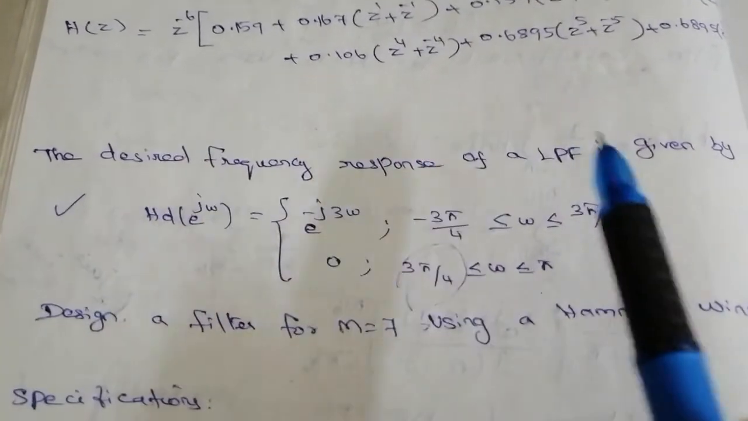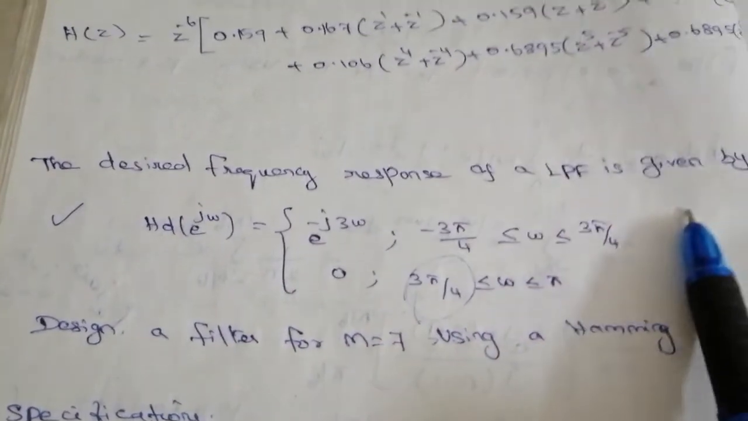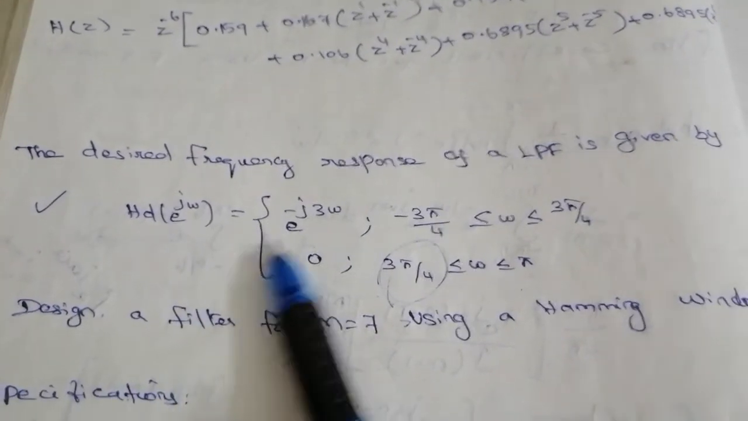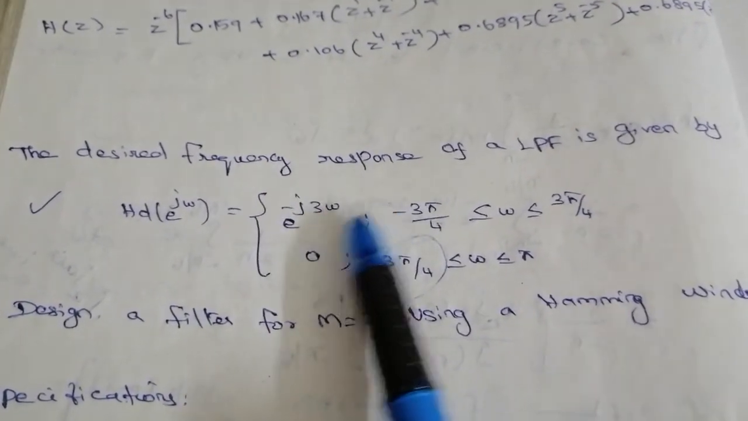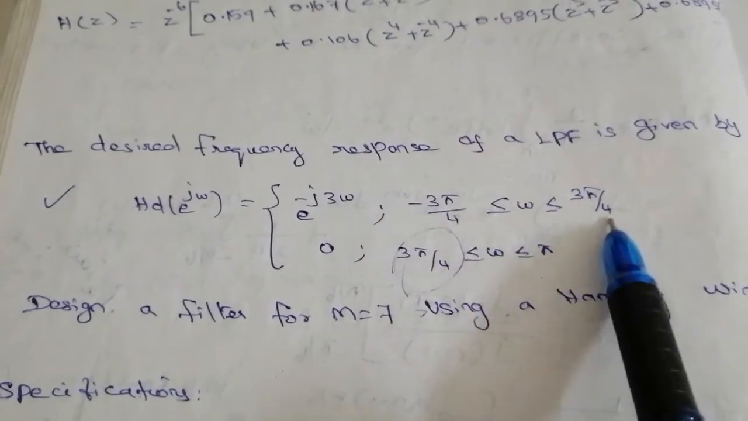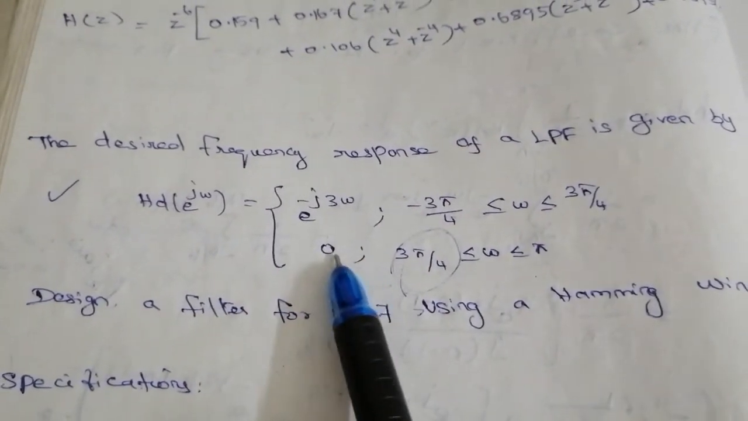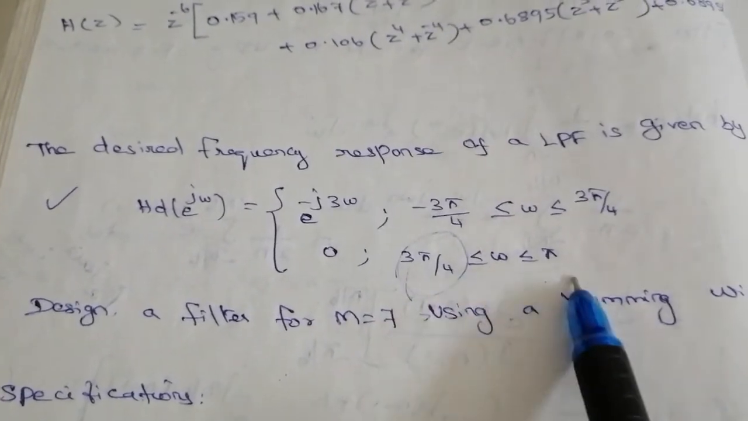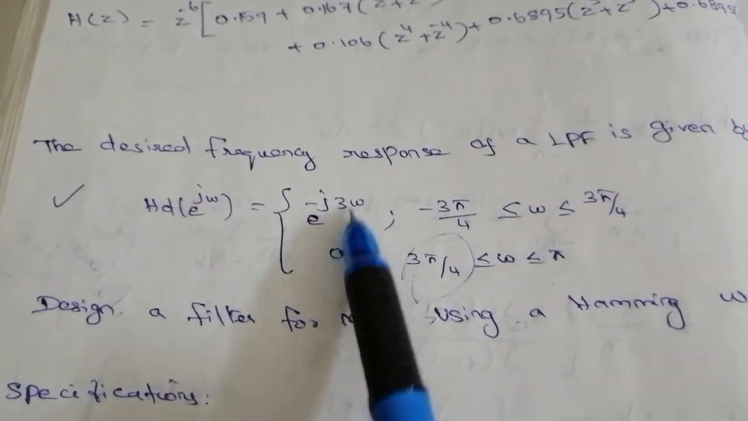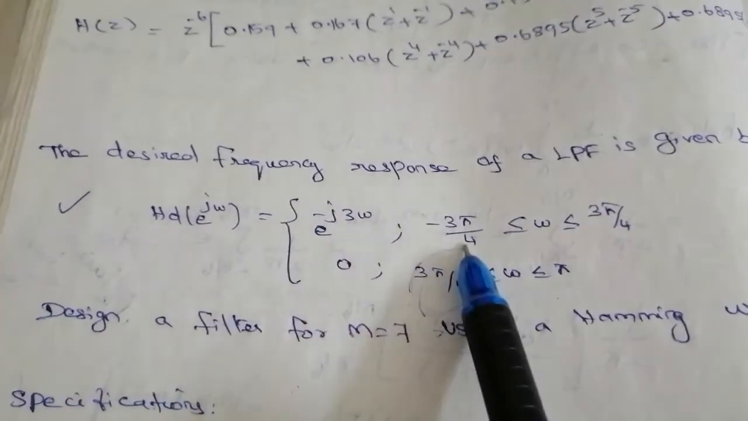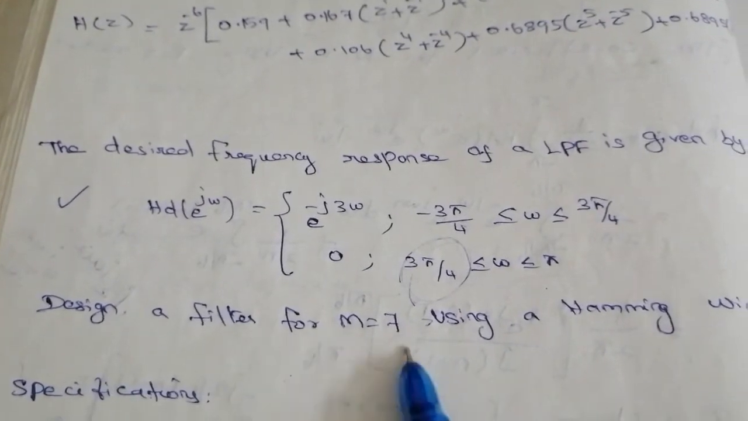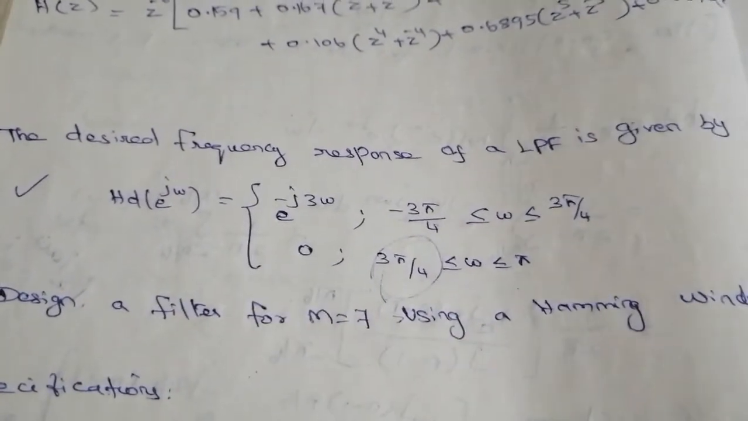The desired frequency response of a low pass filter is given by Hd(e^jω) = e^(-j3ω), for ω in the range -3π/4 to +3π/4. In the case of 0, the range is 3π/4 to π. So we don't consider this range because the value is 0. Only in the first range do we have the frequency response. Design a filter for N = 7 using a Hamming window.